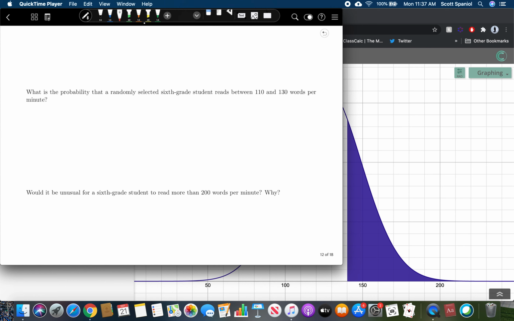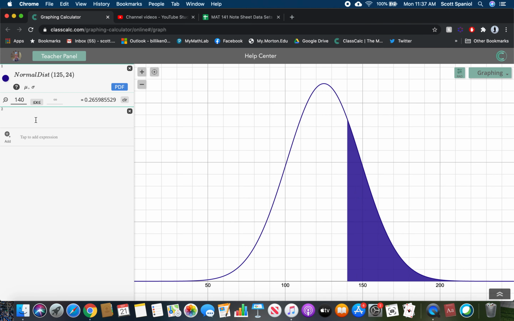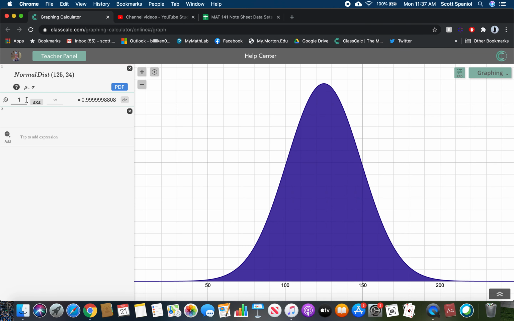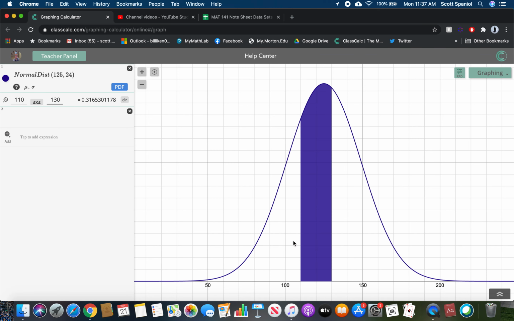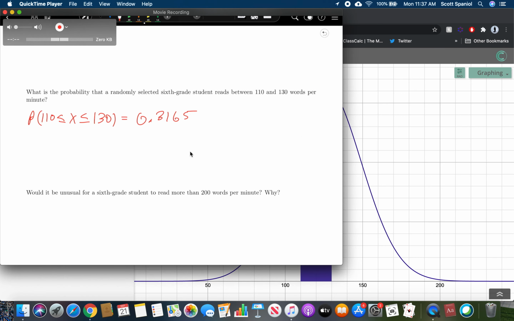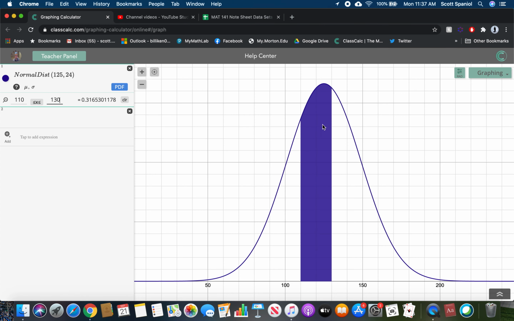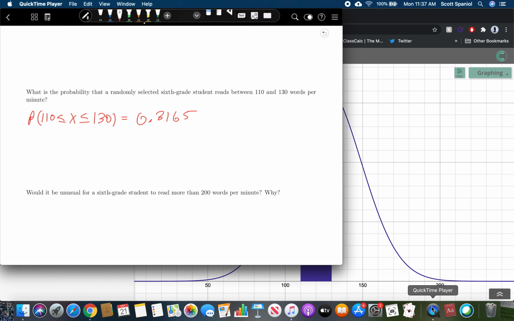And then if I wanted to do the probability that they read between 110 and 130, right, that's really the easiest of these. Because if it's between, I just put in the lower bound on the left and the upper bound on the right. And notice it's shading in between 110 and 130. And there's about a 0.3165 chance that a student is reading between those numbers, right? That's the area of this shaded region.